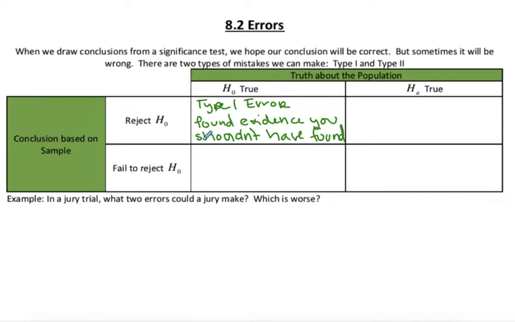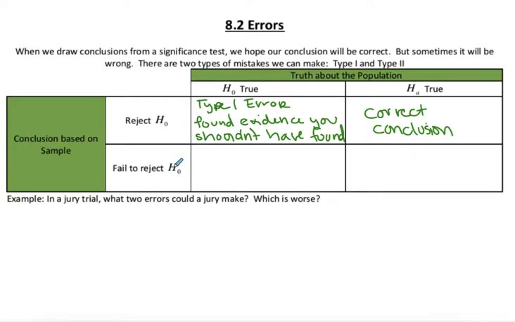So this is saying we reject the claim, but the claim was true. That's an error. If we reject the claim and the alternative is true, or the claim is false, this was a correct conclusion. We didn't make an error in this case, because if the alternative is true, we should be rejecting the claim. The other thing we could do is fail to reject the claim. Based on our p-value, based on our conclusion here for our hypothesis test, we can reject or fail to reject.